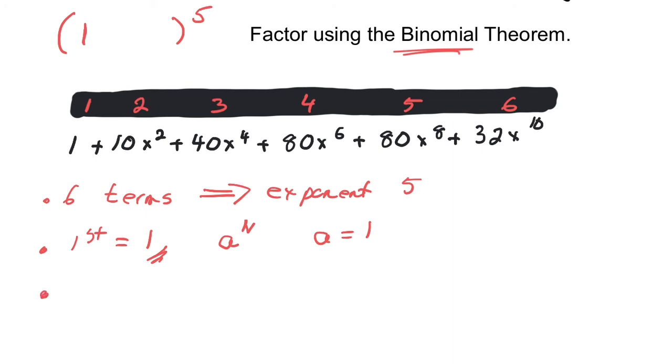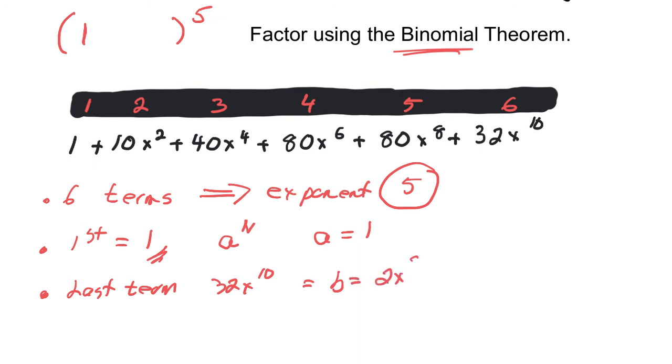b is the last term. The last term is 32x to the 10. And so if you look at it from the perspective of the exponent being 5, then that term of b would have to be 2x squared. And there we have it.